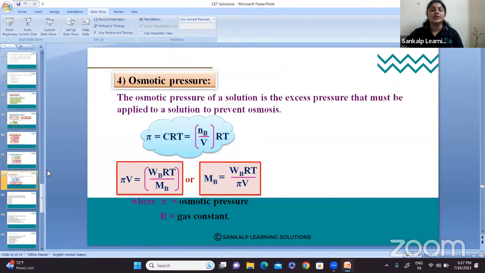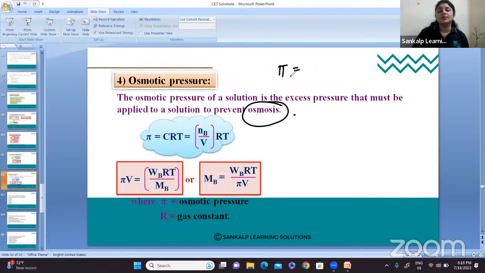Next is osmotic pressure, very important. So what is osmotic pressure? The osmotic pressure of a solution is the excess pressure that must be applied to a solution to prevent osmosis. Osmotic pressure is given as pi. So pi is equal to CRT. This is the formula to calculate your osmotic pressure.